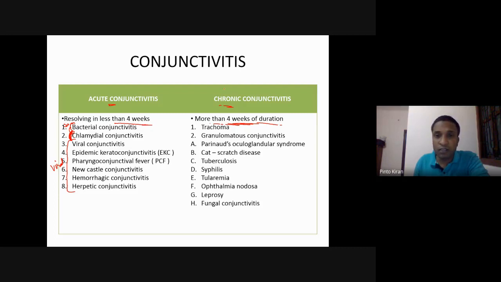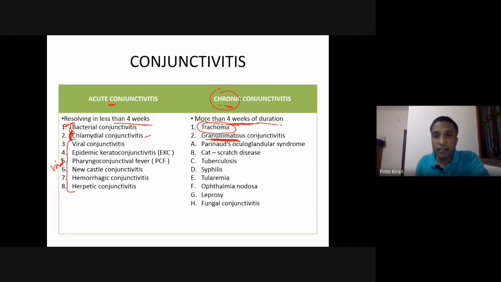Similarly, what are the causes for the chronic conjunctivitis? Very easy to remember again. See, chlamydia has two forms. One is an acute form, one is a chronic form. The acute form causes conjunctivitis. The chronic form is known as trachoma. Okay, so one of the causes for chronic conjunctivitis is trachoma, followed by the granulomatous conjunctivitis.